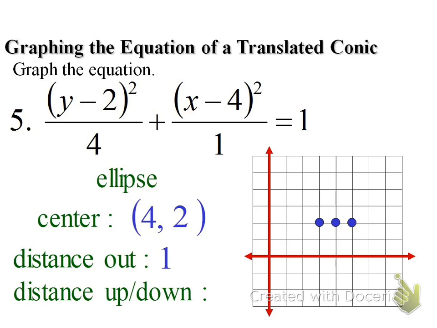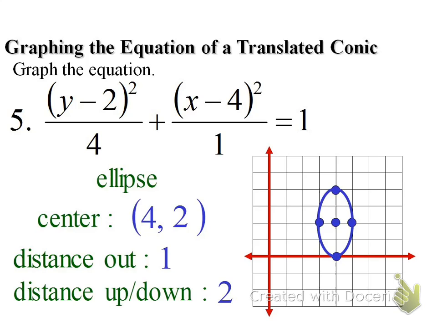We already said it's vertical, so look to the larger one, take the square root, and that's going to tell you how much you're going to go up and down. That's your A. Two. 2 up, 2 down. Draw on your ellipse.